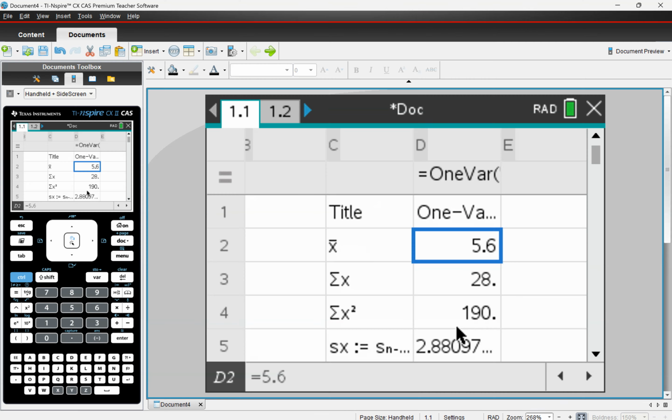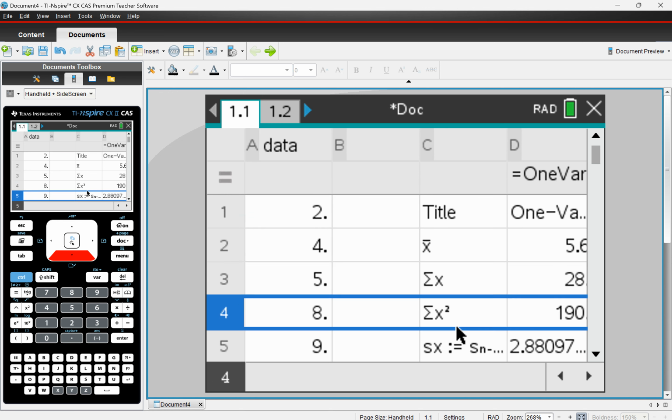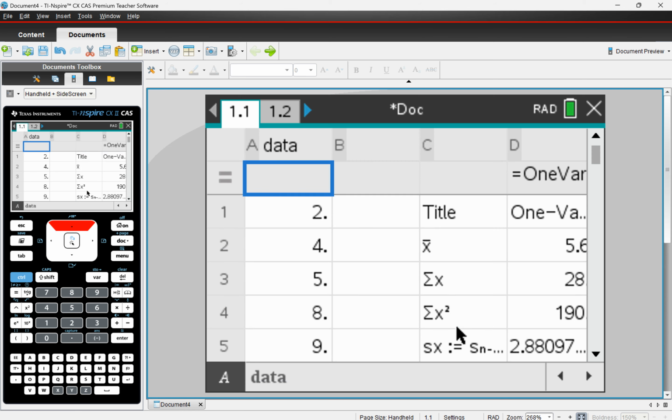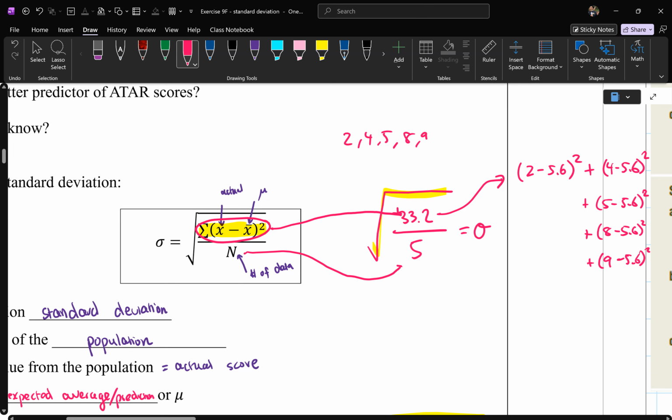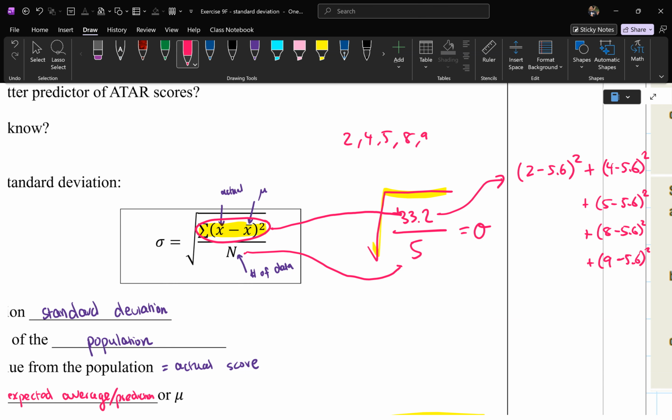Okay, so we go back, see the mean. The mean is 5.6. Your actual data was over here, 2, 4, 5, 8, 9. So you literally go through the formula and you would say (2 take away 5.6) squared plus (4 take away 5.6) squared plus (5 take away 5.6).